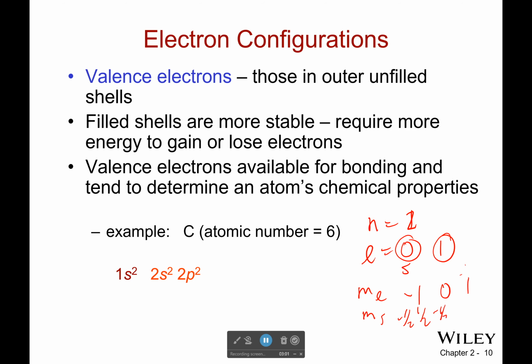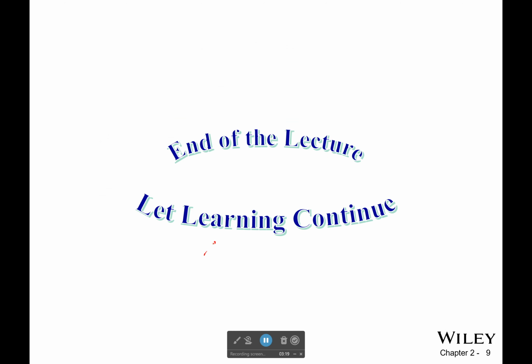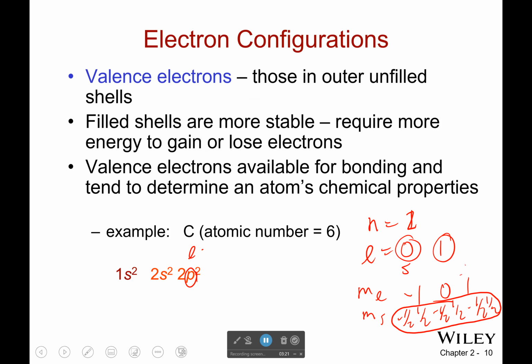Each of those is going to be able to have 2 electrons in it: negative 1 half, 1 half, for each. So this second type of subshell can hold a grand total of 6 electrons. That would be the P subshell. L equals 1 is going to be the P subshell, and it can hold 6 electrons. But you see there's an issue here.